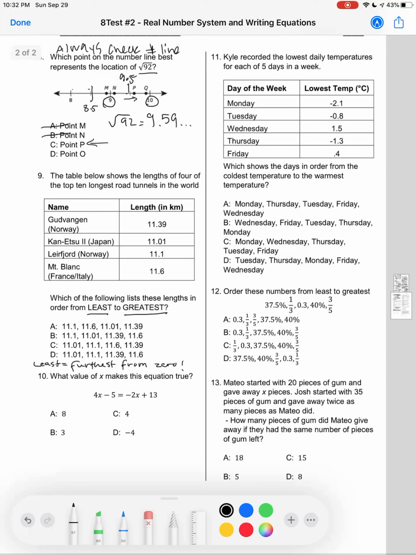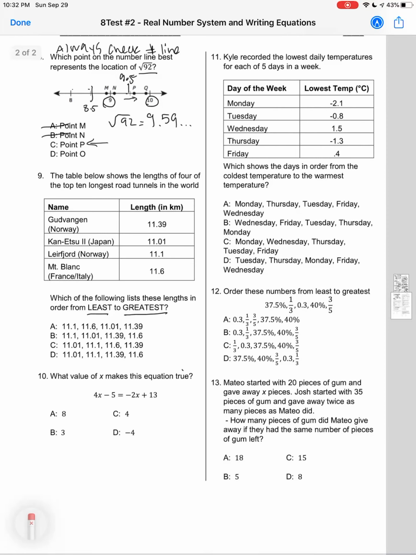That's a mistake. With negative numbers, it's the furthest from 0. But in this case, that was wrong. I said that incorrectly. Least for positive numbers is the closest to 0. For negative numbers, it's the furthest from 0. So take what I just said: least for positive numbers is the closest to 0, and least for negative numbers is the furthest from 0.